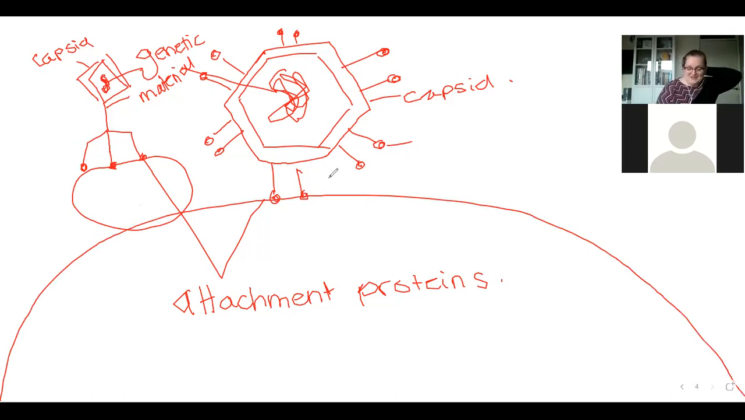DNA and RNA are nucleic acids. So actually, when you look at this, that's all viruses. A virus is just genetic material that's coated in some proteins that help keep it safe and then help it attach to a cell.